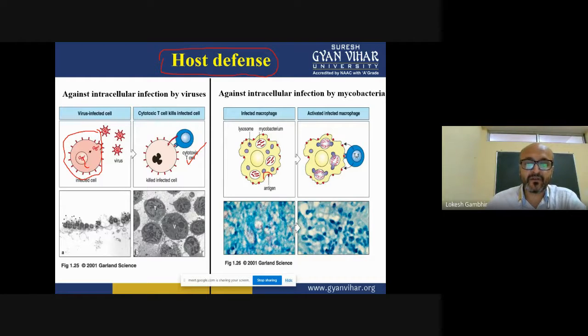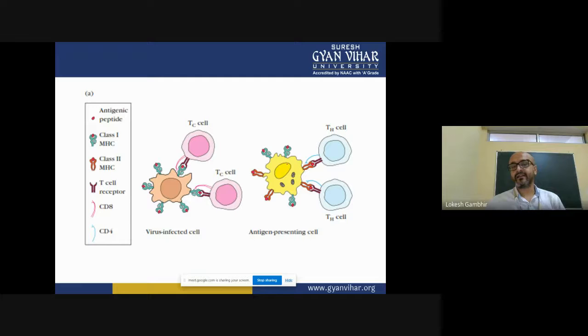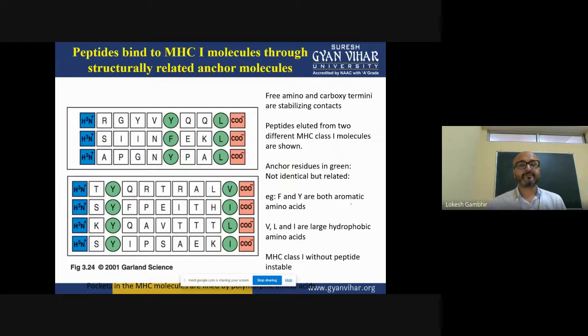it is presented on the surface, which is recognized by the T helper response first, rather than going for cytotoxic T cell, and that can be easily visualized. So a virus infected cell always activates cytotoxic T cells, whereas when we are talking about the other endogenous antigens, then they are presented by the antigen presenting cells, and then they elicit the T helper cell response. So always remember that particular aspect.